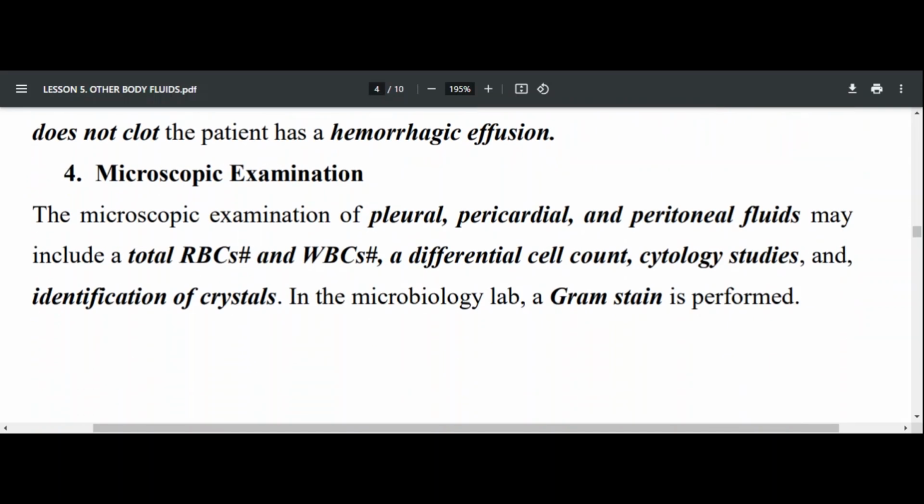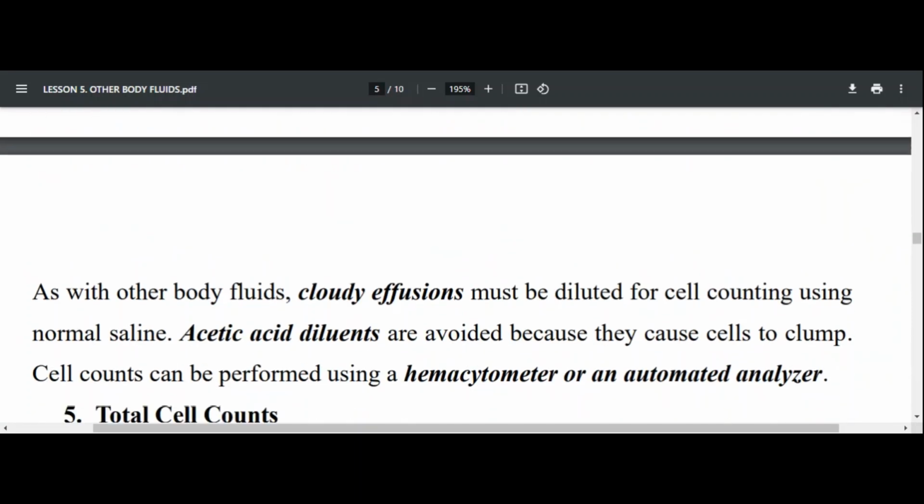Now, microscopic examination of our effusion fluid in the lab. The microscopic examination of pleural, pericardial, and peritoneal fluids may include a count of RBCs and WBCs, as well as a differential count and cytological studies, and identification of any crystals that may be present in the specimen. Also, if the specimen is meant to go to the microbiology lab, a Gram stain must be performed in order to screen for any microorganisms.